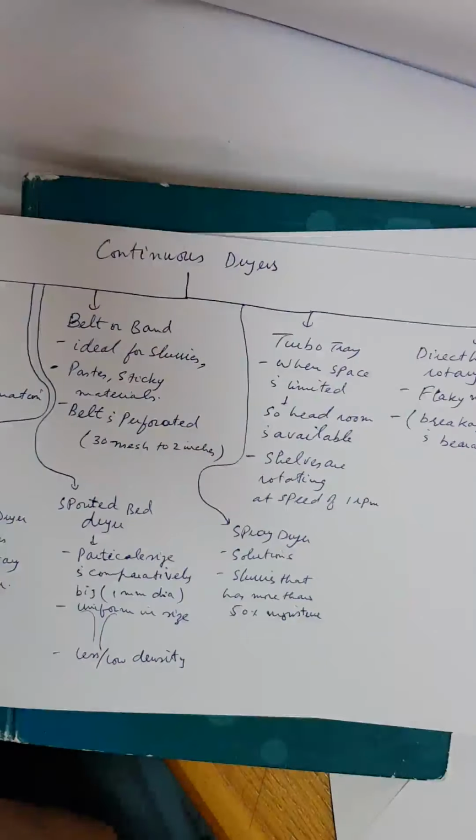So we have turbo dryer, direct heat rotary, belt and band, tunnel, screw, rotary. So two rows are there. I will try to finish them on one page, but hopefully not.